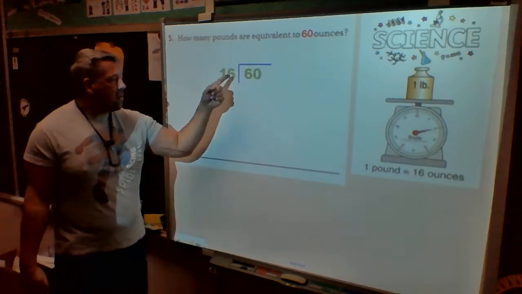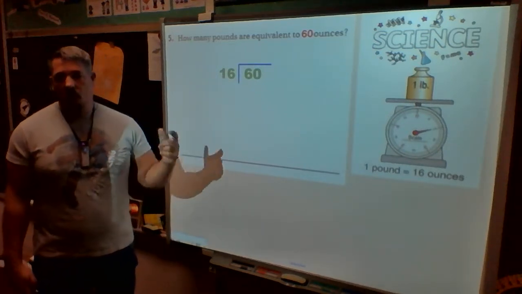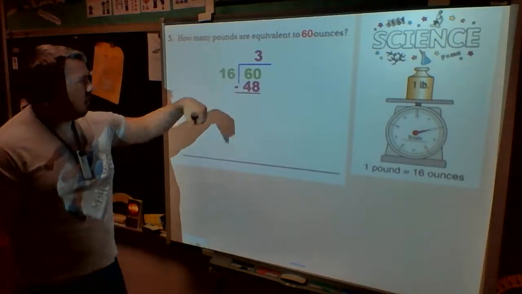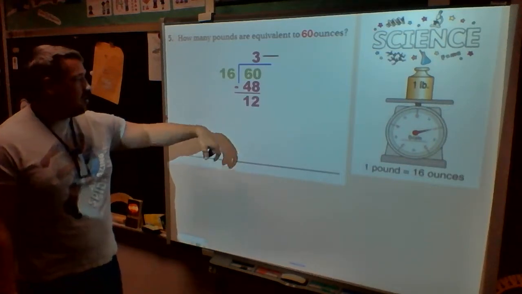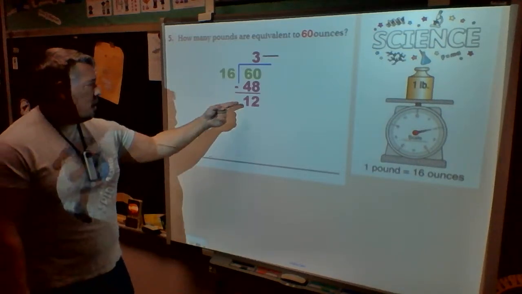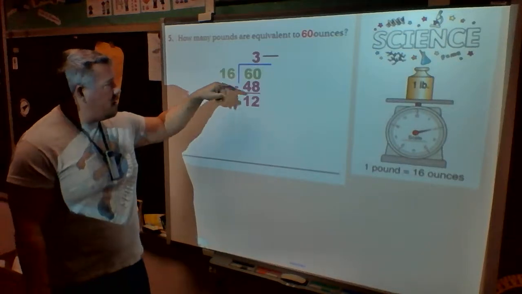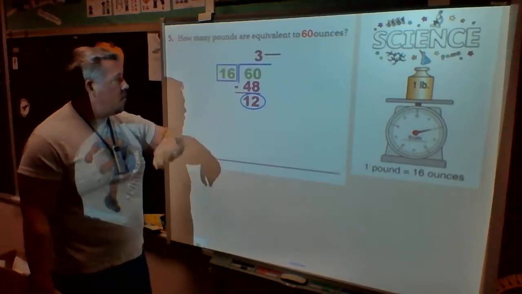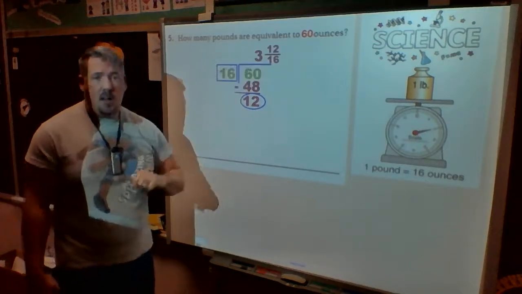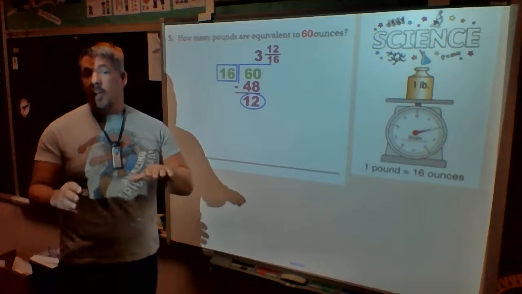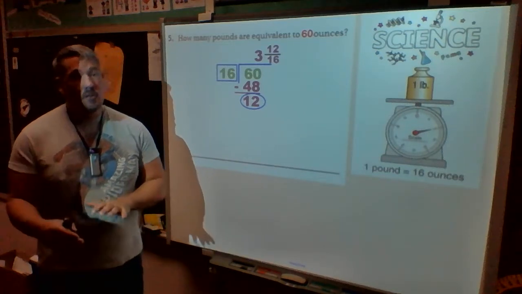So I would take my 60 divided by 16, and when I do the math, 16 goes into 60 3 times, which is 48, and I subtract and get 12. Once again, my remainder is my numerator, my divisor is my denominator. So I'm going to take my remainder as my numerator, my divisor is my denominator, and I get 3 and 12/16. But you have to reduce a fraction if you can reduce a fraction.